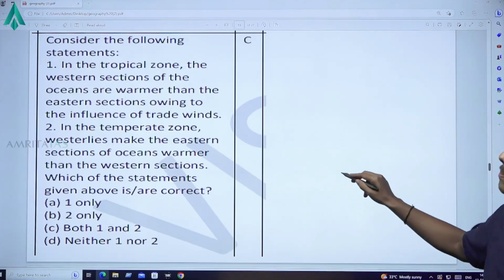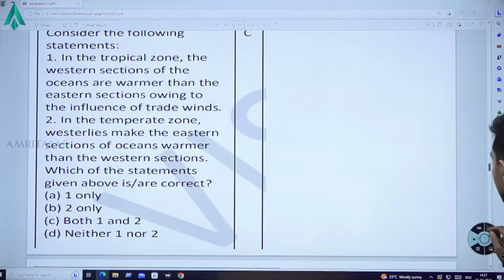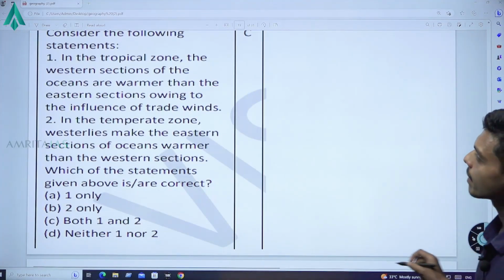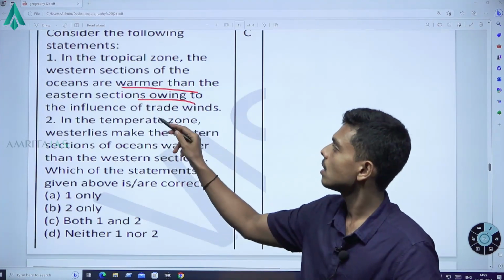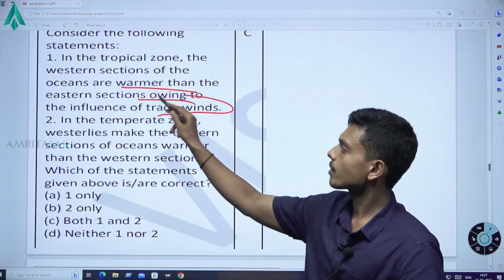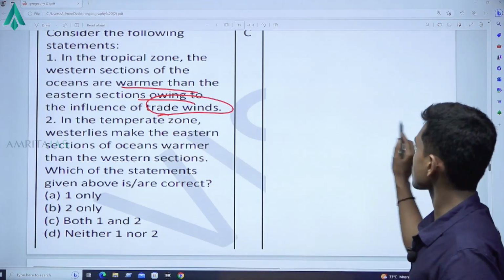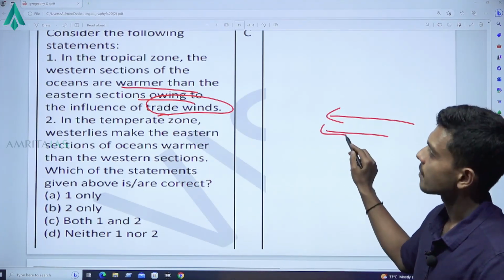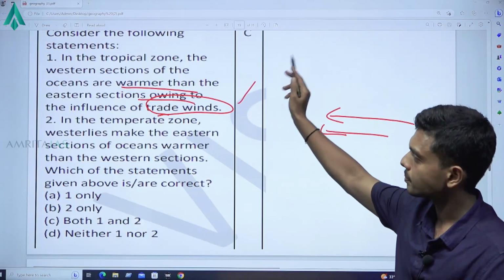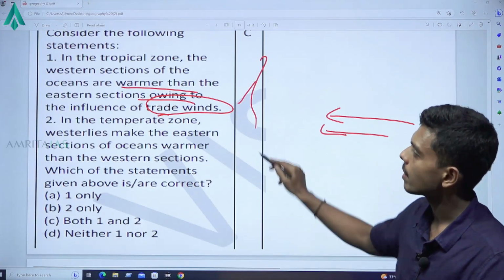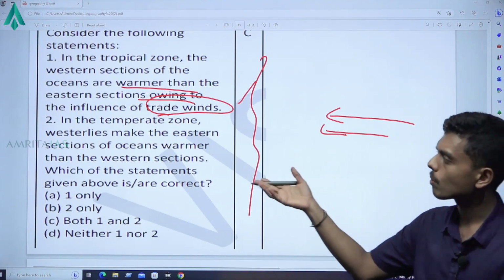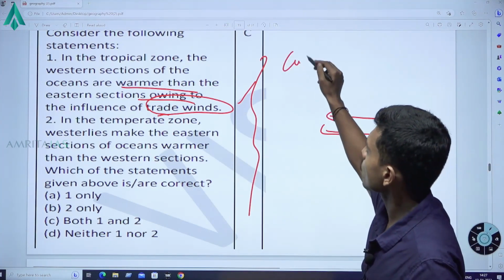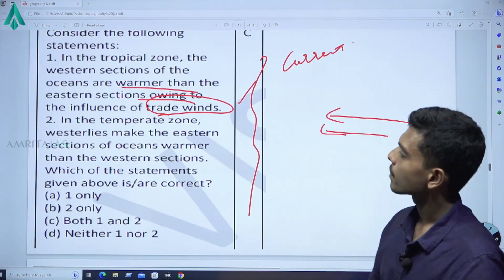So again, this is a conceptual question they asked. In the tropical zone, why are the western sections of the oceans warmer than the eastern sections? They are saying it's due to the trade winds. Yes, it's true, because of the trade winds at the equator, the western sections of the oceans are warmer. Similarly, this is an oceanography question. Oceanography, climatology, you can also answer this with ocean current knowledge, right?